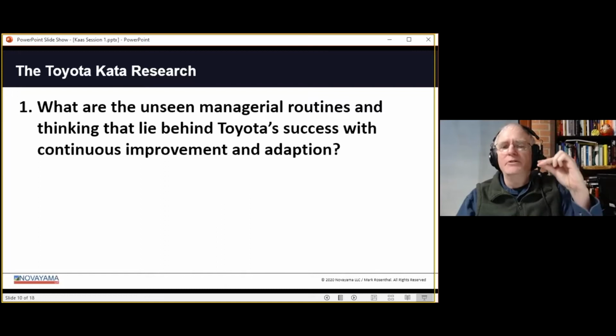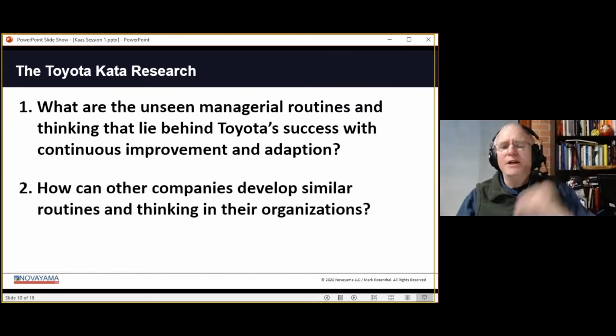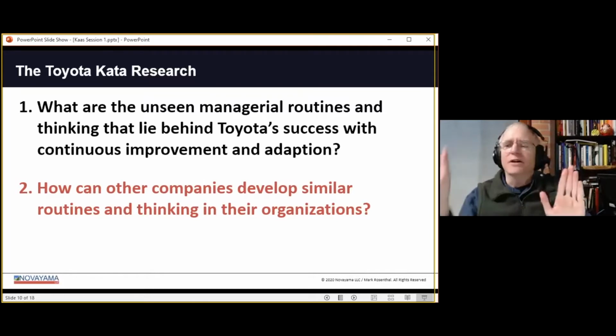And then his other question was, okay, how can the rest of us develop similar routines and thinking in our organizations? What can we do to learn this? And this was what resulted in what he called kata. And kata is a thing from martial arts. Wax on, wax off. That's a kata.